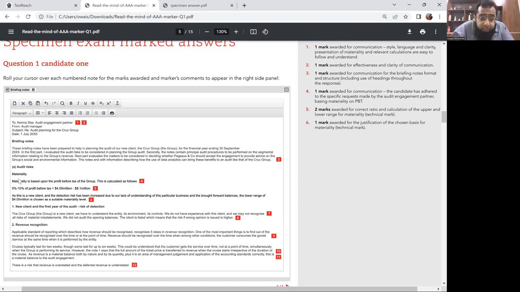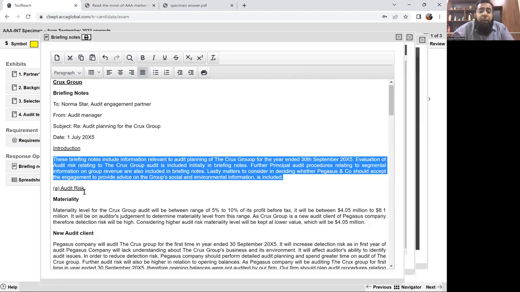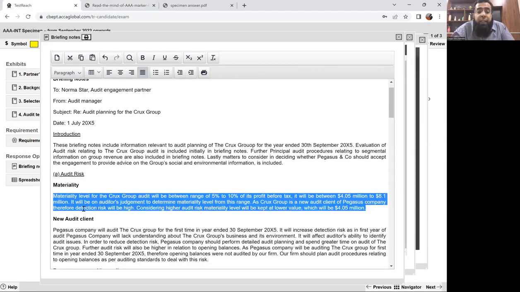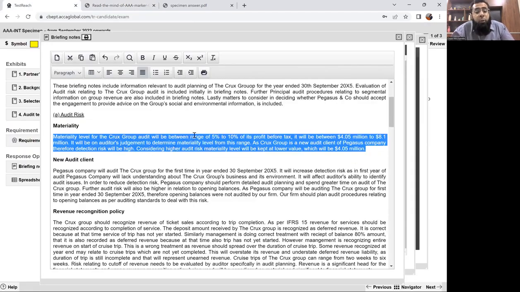So if you look at it, it is such a brief point. Very specific, very concise. Okay, if you remember, we also developed this point that materiality level for the Crux Group audit will range between 5% to 10% of its profit before tax. It will be between 4.05 million to 8.1 million. It will be on auditor's judgment to determine materiality level from this range.